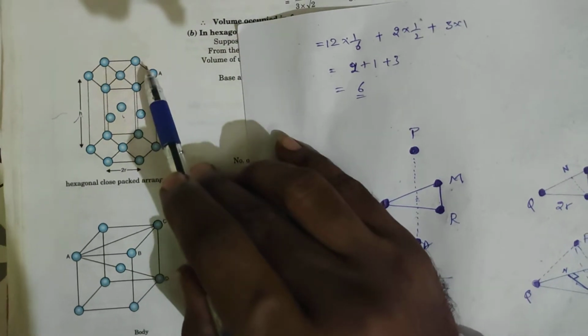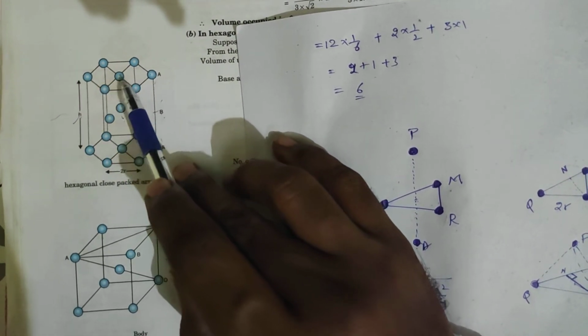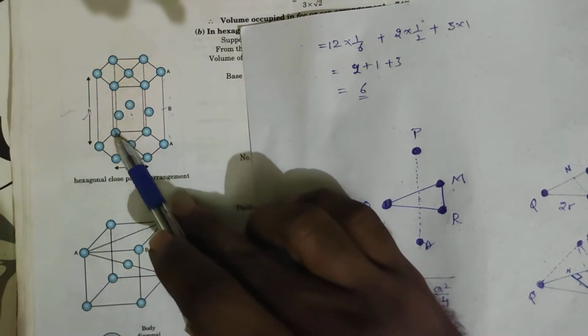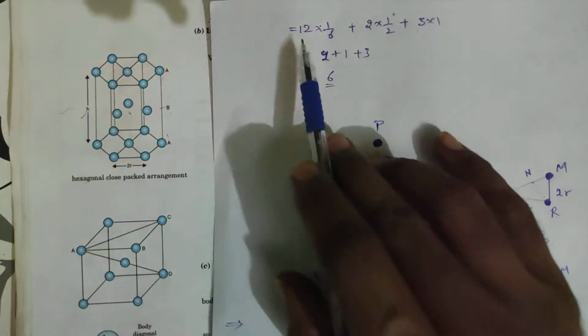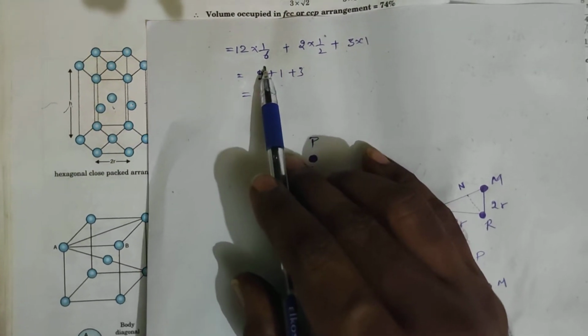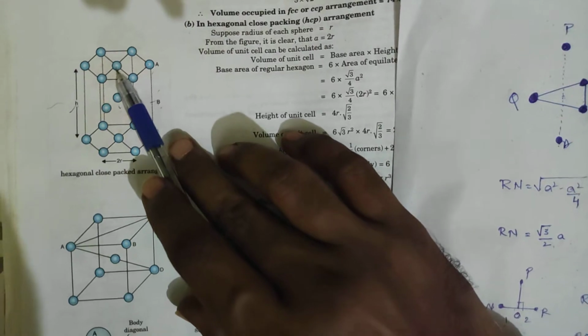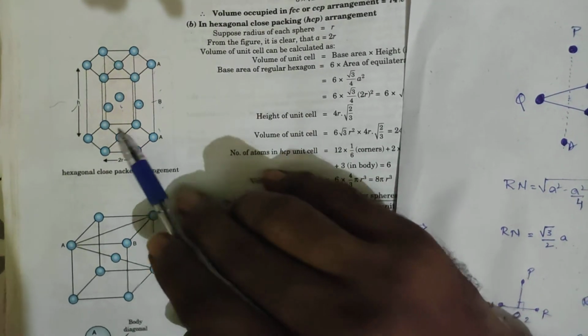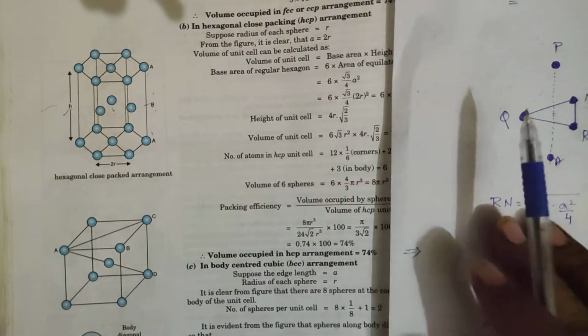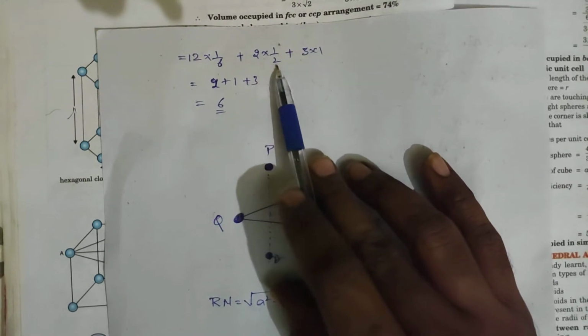So 12, how many particles are there? 1, 2, 3, 4, 5, sorry, 1, 2, 3, 4, 5, 6. Here 7, 8, 9, 10, 11, 12. So 12 particles are there at the corners, and each one contributes 1 by 6. Now if you go here, it is a face center, and this one is also a face center. Clear? So the face center contribution is half. How many are there? 1, this is 2. So you are getting 2 into half.